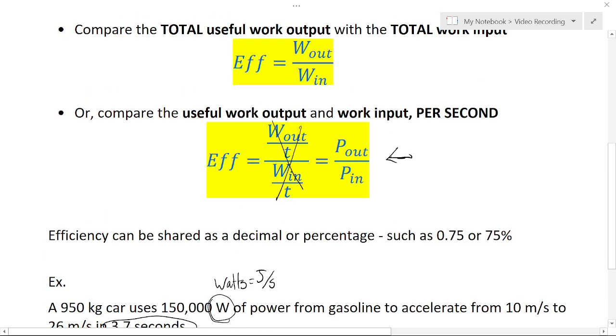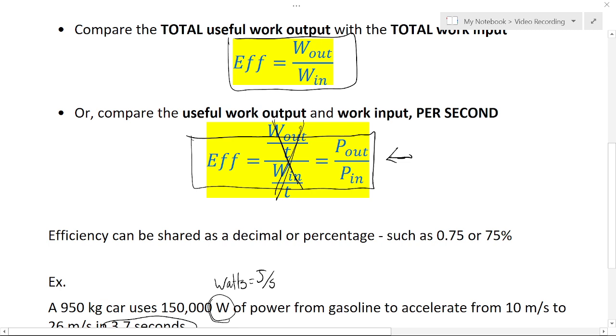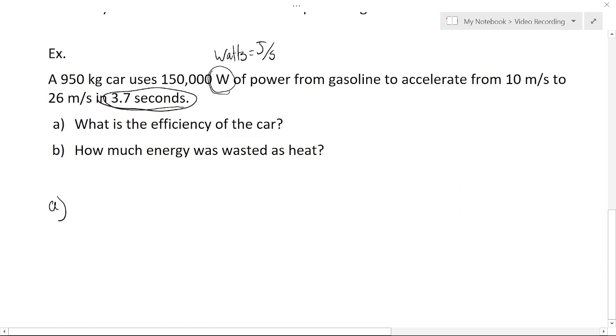You can ignore this middle part. I was just using it to make a point. So we can use efficiency as power or efficiency as work. Now, if you see seconds in the question or watts in the question, I recommend you start with the power formula, because if time is involved, you're going to end up using power at some point in the question. So let's write down our power formula. Efficiency equals P out over P in.